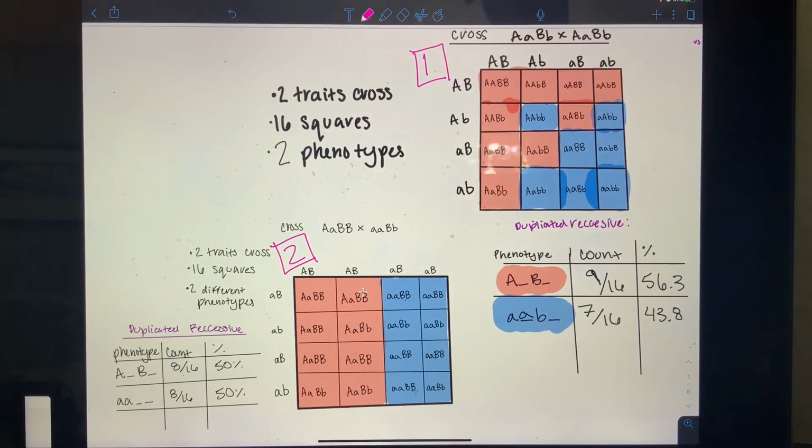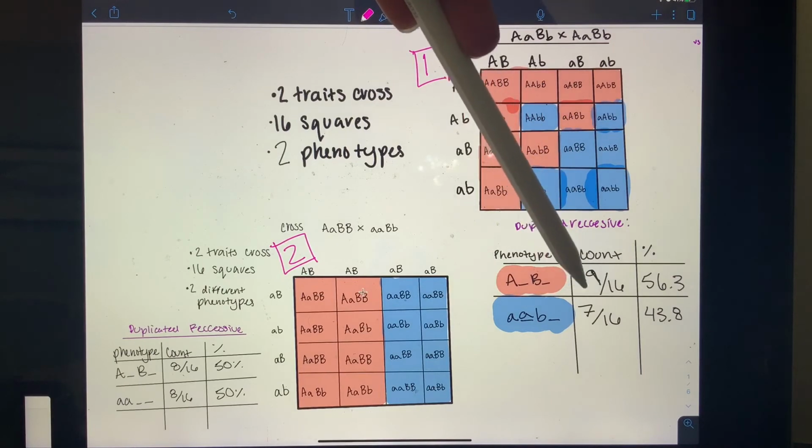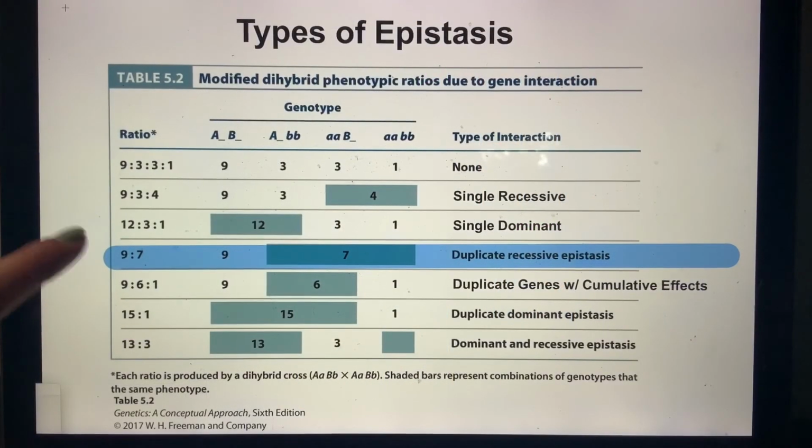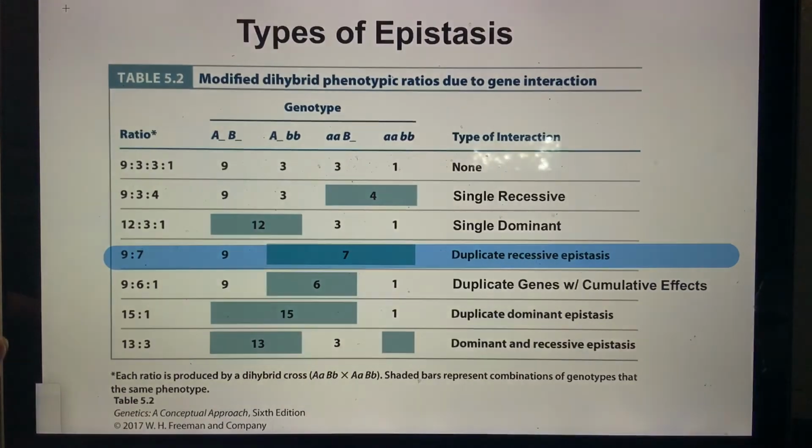Well, over here, it crosses two genotypes with both heterozygous alleles, which allows for a 9-to-7 ratio of the 16 with the two phenotypes. Here I have highlighted the 9-to-7 ratio that you see in the duplicated recessive epistasis. There are also more ratios for other types of epistasis that can occur, like single recessive and single dominant, or duplicate dominant epistasis.